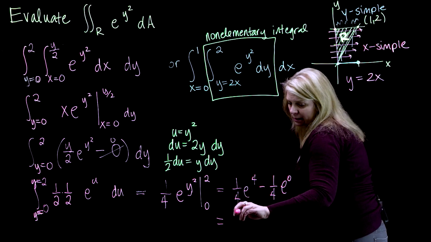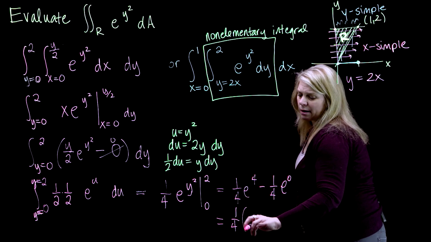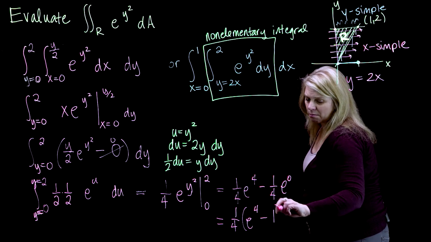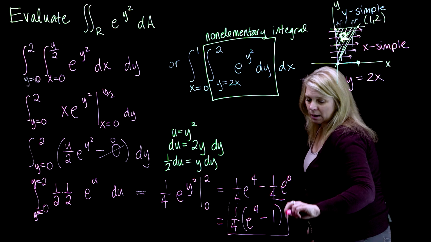So you could leave it like this. I'm going to go ahead. Our textbook likes to factor out coefficients. So 1/4 times the quantity e to the 4th minus 1.